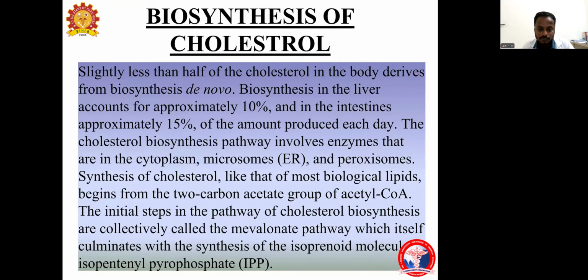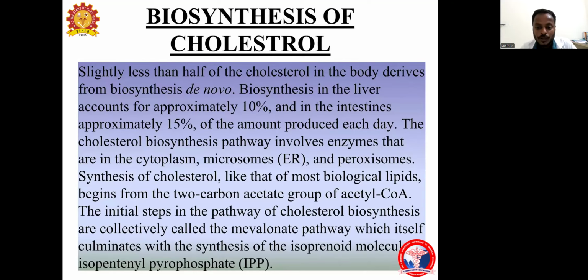The cholesterol biosynthesis pathway involves enzymes that are present in the cytoplasm, microsomes, and peroxisomes. Most biological lipids begin from the two carbon acetate of acetyl CoA. The initial steps of the pathway are collectively called the mevalonate pathway, which leads to the synthesis of the isoprenoid molecule isopentenyl pyrophosphate, and finally cholesterol will be the end product.